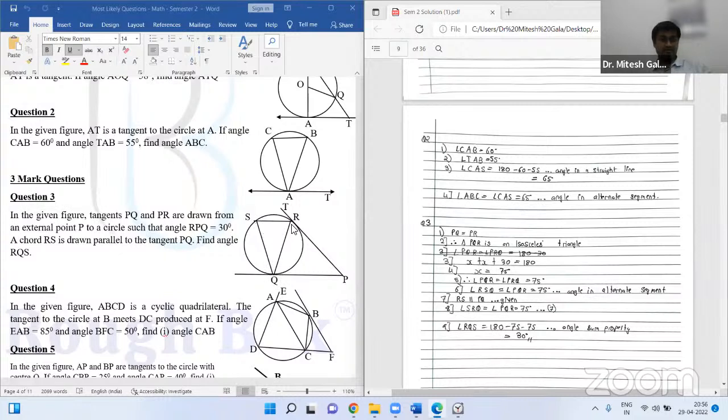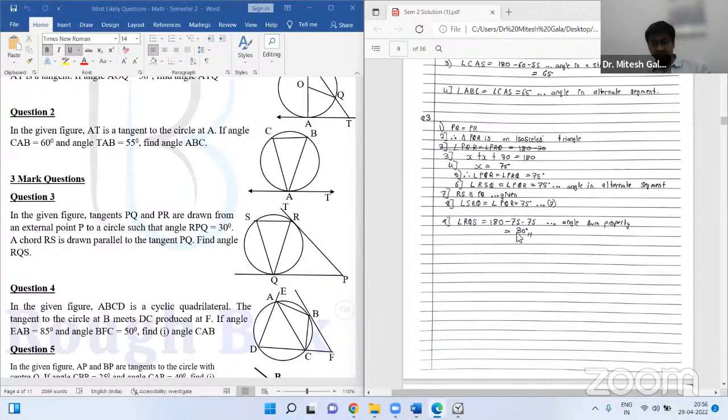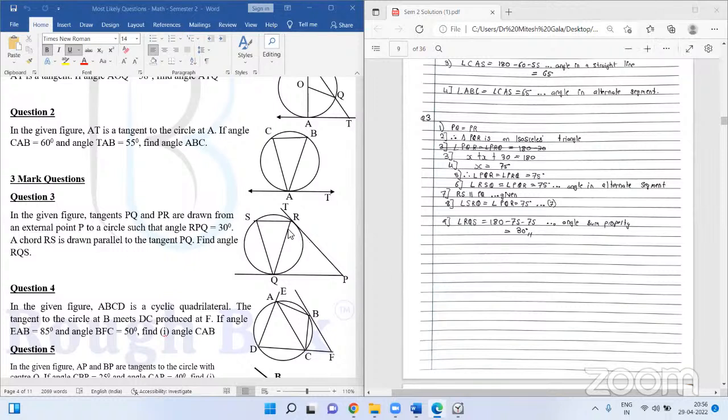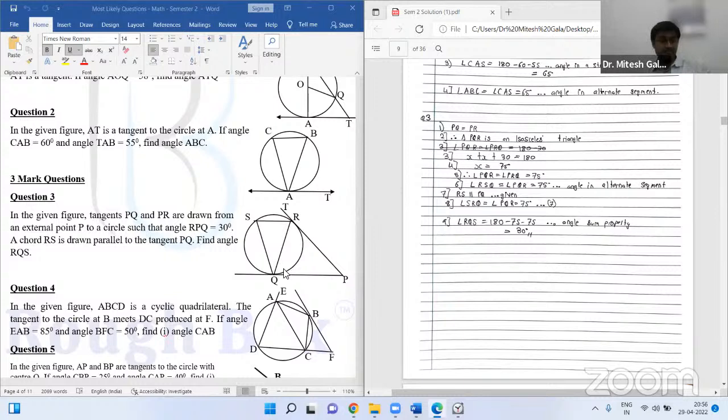Likewise from here, you get this also as 75. And then you subtract the two to get this final angle over here. So here I think this is a mistake. It should be 30. 75 from 180 will go and you should get this 30. Yes, anybody got 30? So RQS, 30 is the answer.